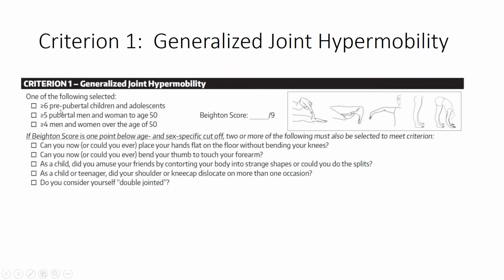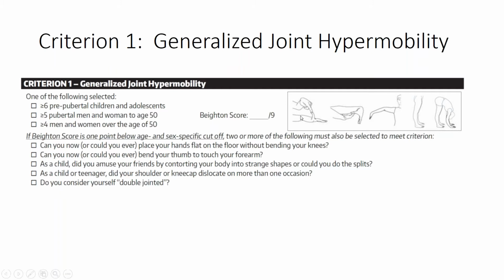And for people who are prepubertal children and adolescents, a score of greater than or equal to 6 is required. For men and women who are post-puberty but before age 50, we require a score of greater than or equal to 5. And for men and women over the age of 50, a score of greater than or equal to 4 is necessary in order to establish the condition of generalized joint hypermobility.